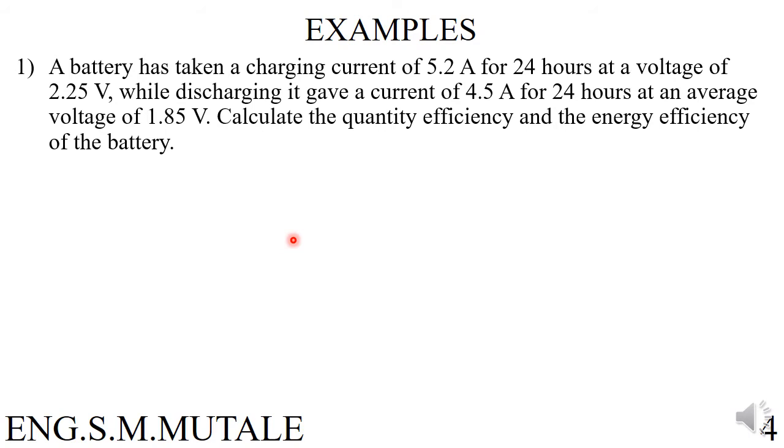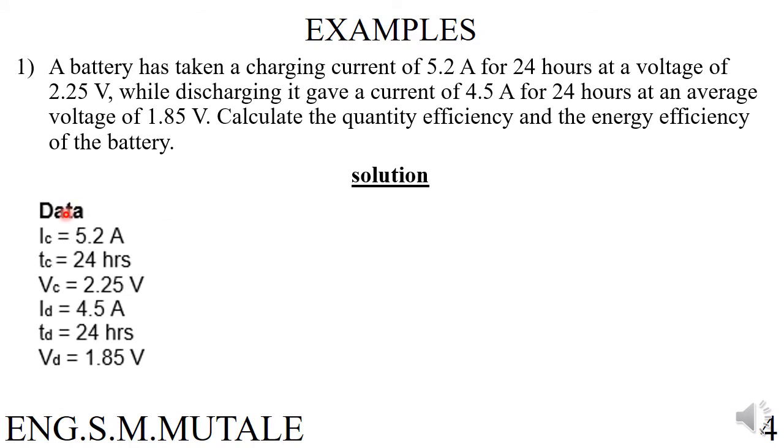Before we start calculating, we start analyzing the data. This is what we've been given. We have the charging current, which is 5.2, and the period of time during charging was the whole day, 24 hours. The charging voltage was 2.25. The discharge current, discharge time, and discharge voltage have been given as well. So we've got two efficiencies: the quantity efficiency, or the ampere hour efficiency, and the energy efficiency. Let's start with the quantity efficiency.